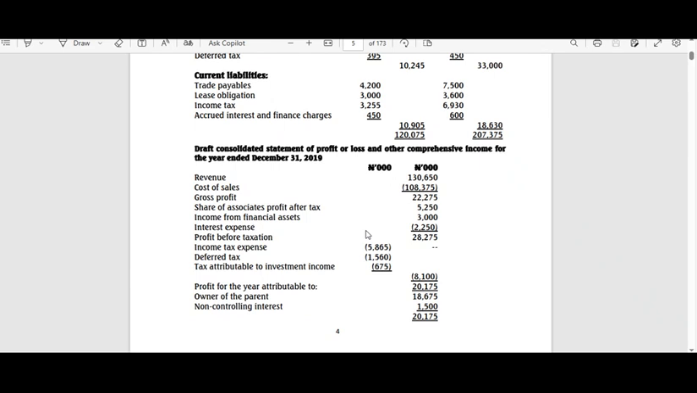So now, I can pick, okay, let's just pick profit before tax. Profit before tax is 28,275. Or you can pick profit after tax. If you are picking profit after tax, that means you are taking this back: the tax attributable to investment, deferred tax, income tax expense. All these three, you add them back. Then that will give you profit before tax. Then from that profit before tax, what do we have there? Which one are we picking?